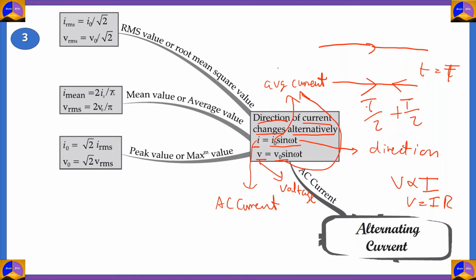So we have an average current. Then the voltage of the average current is V naught. And then sine omega t would represent the direction.